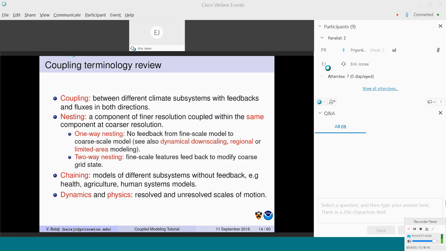Yeah. But at variable resolution, I would not call it nesting. It's just variable resolution. Okay. So there is something, yeah, it's kind of in between those. So I'll show a picture or two of them. I'll show some cartoons of that.